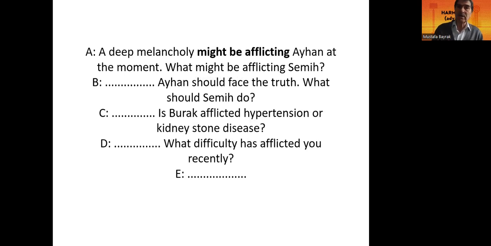A deep melancholy might be affecting negatively, okay? Might be afflicting Ayhan at the moment. What might be afflicting Semi? What might be afflicting Semi? An obsession. An obsession might be afflicting Semi. Might be affecting, influencing Semi negatively, in a negative way. Ayhan should face the truth. Yes, Ayhan should face the truth. What should Semi do? Semi should face his mistake, or Semi should face his impoliteness.